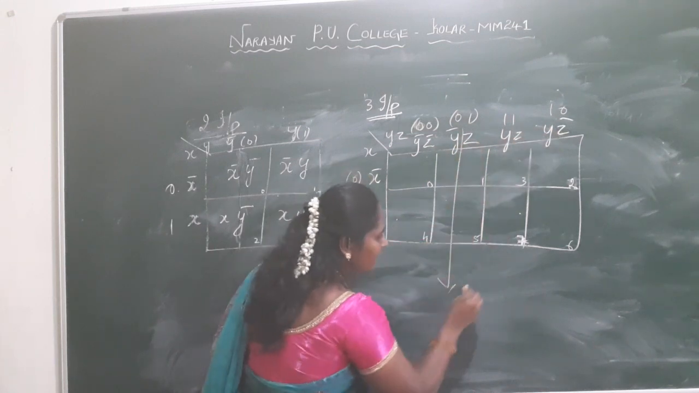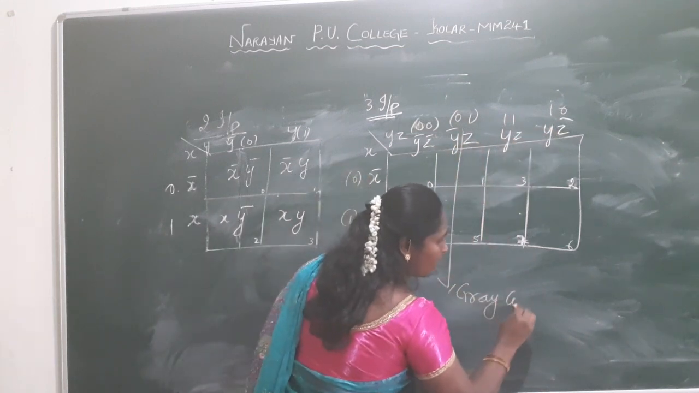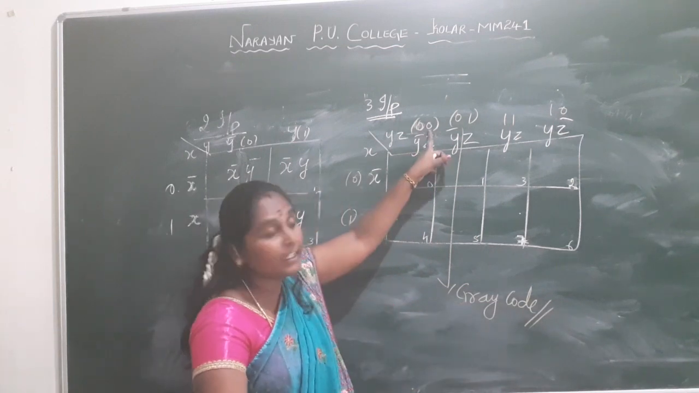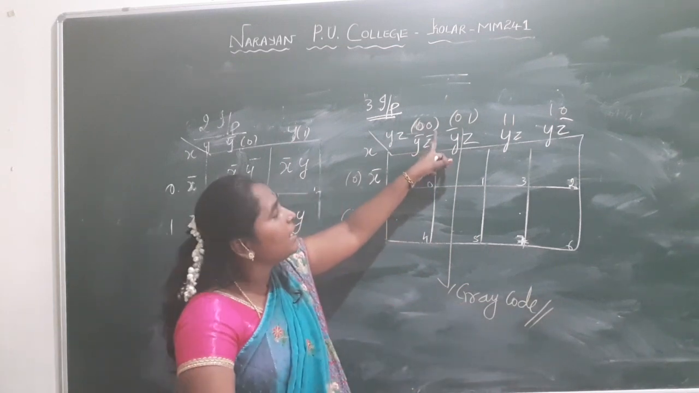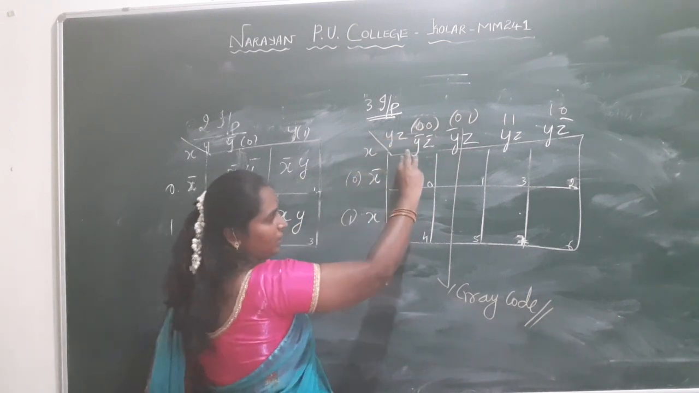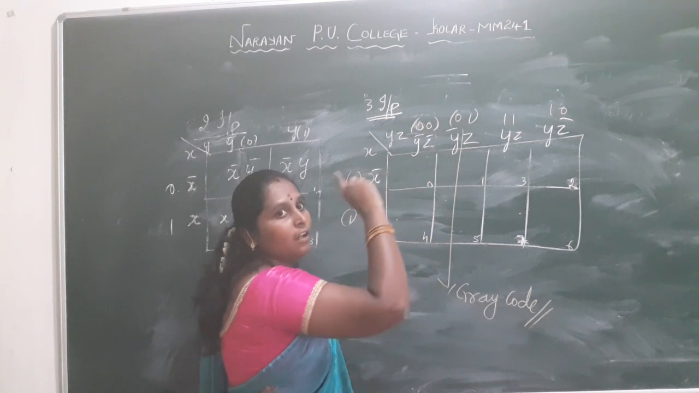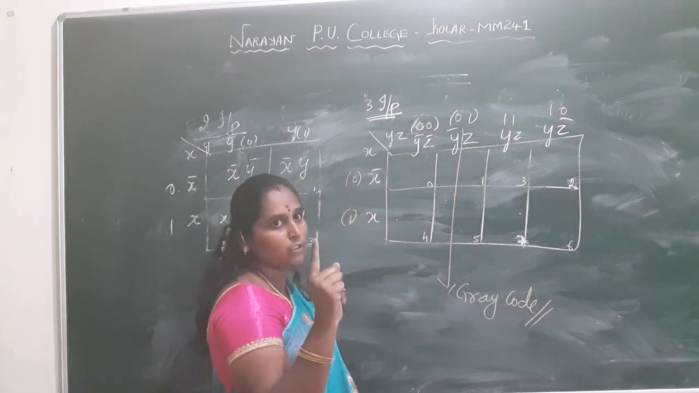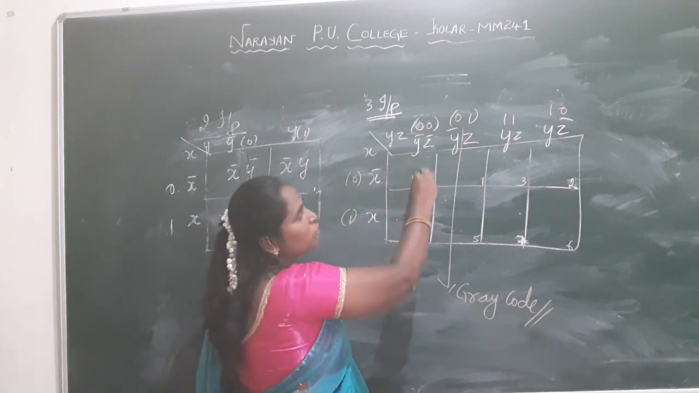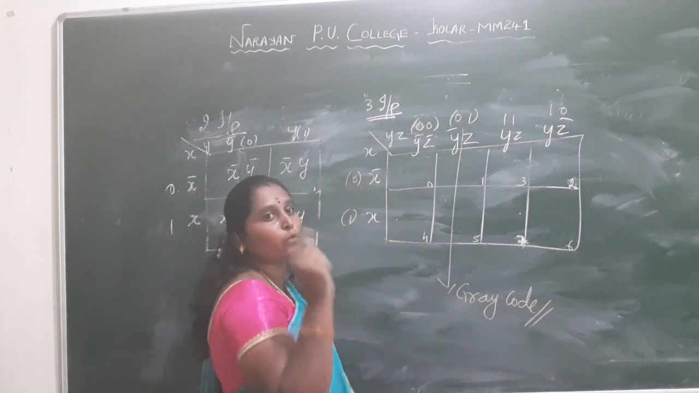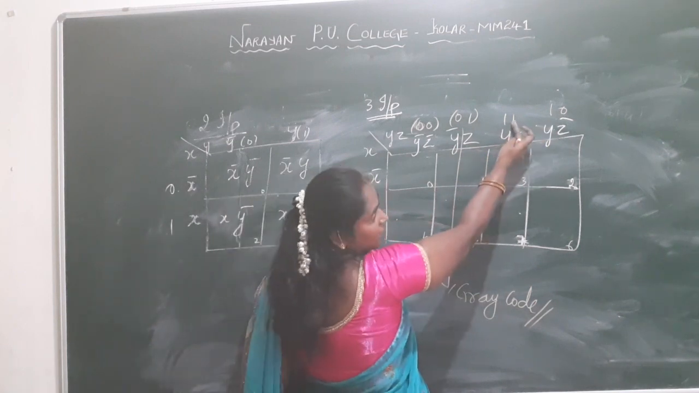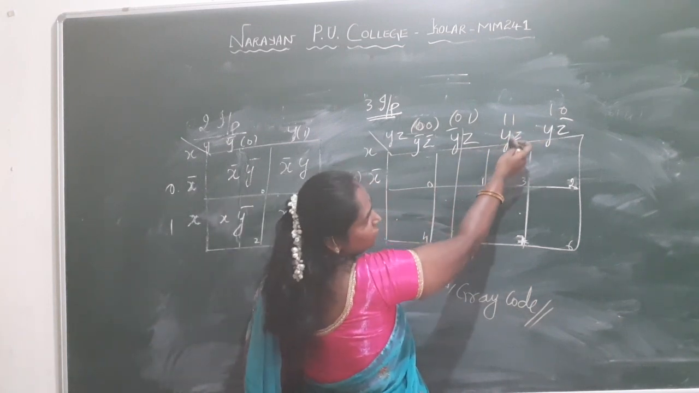We call this the gray code. Why the gray code? This gray code is a binary representation in such a way that successive numbers, that is, adjacent squares, differ by only one value. It can be complemented or uncomplemented, but there should be only one bit variation. When you place 1, 1, 0, it varies in two bits, so two variables vary.